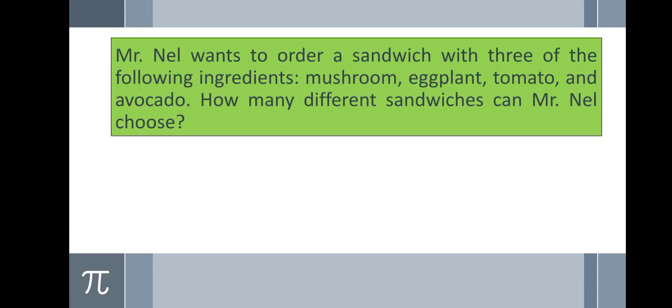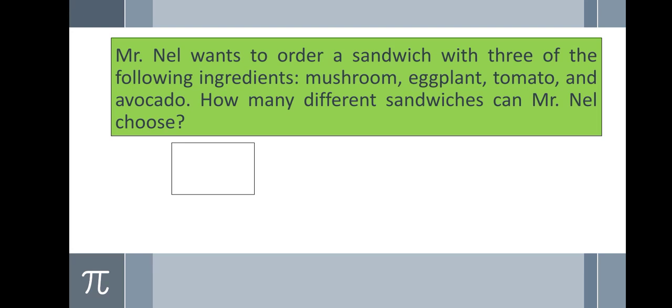Mr. Neil wants to order a sandwich with 3 of the following ingredients: mushroom, eggplant, tomato, and avocado. How many different sandwiches can Mr. Neil choose? So this is an example of combination. Since if we are going to choose 3 out of the following ingredients, order does not matter. If we choose mushroom, eggplant, tomato, it is also the same as choosing eggplant, mushroom, tomato, or choosing tomato, eggplant, mushroom. Okay, so we have combination.